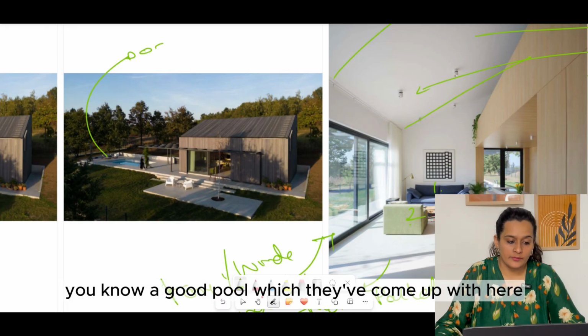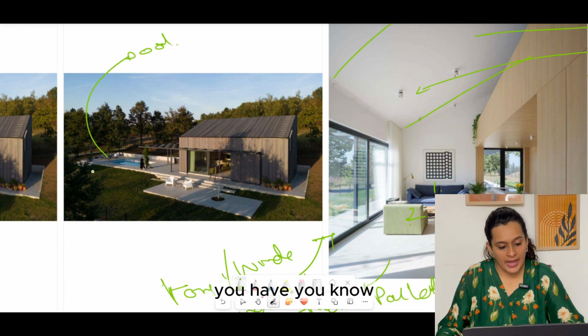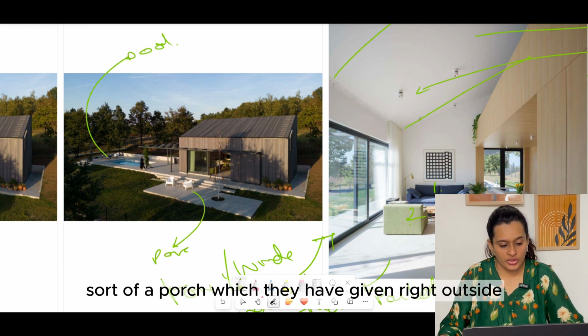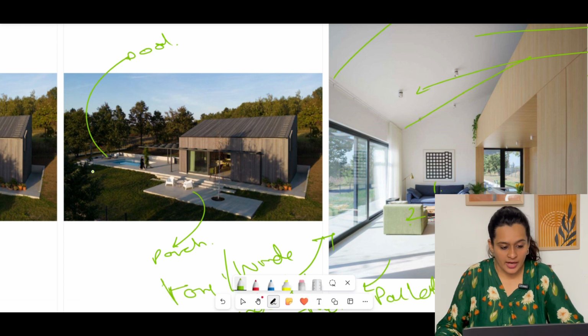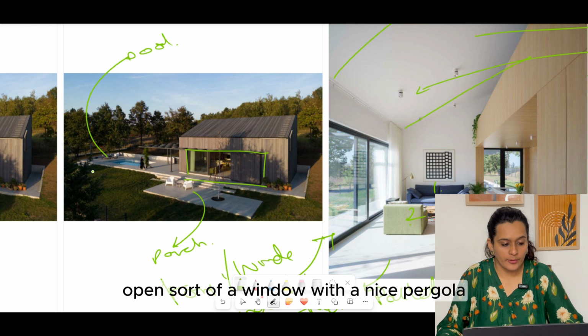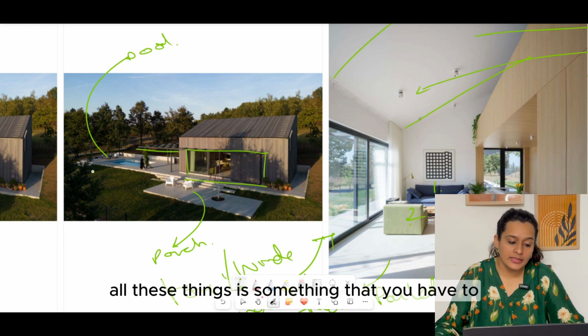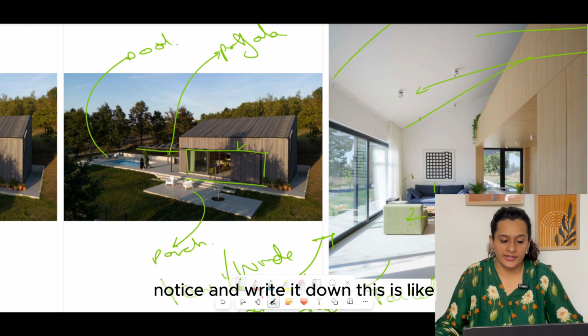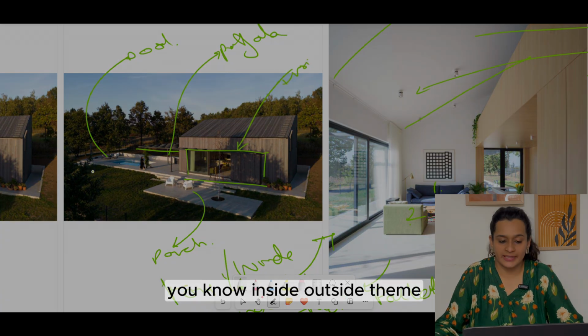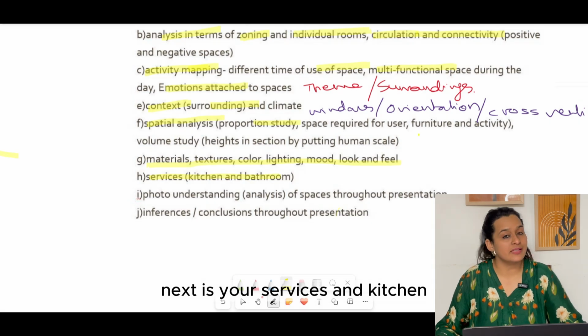A good pool which they've come up with. Here you have sort of a porch which they have given right outside. Again, a very nice open sort of a window with a nice pergola. All these things is something that you have to notice and write it down. This is like an inside-outside theme. Next is your services and kitchen.